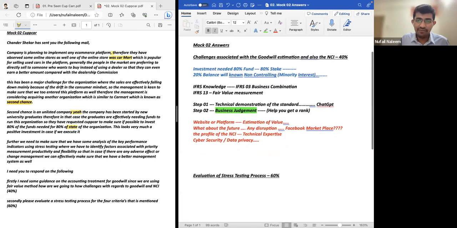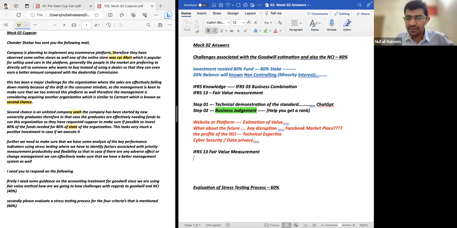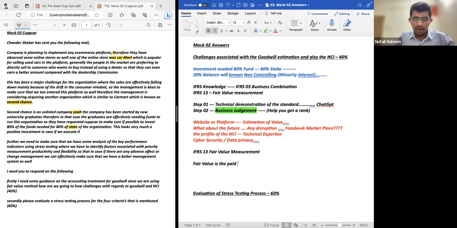And before the technical demonstration, I have to give you a quick revision of IFRS 13, which we call the fair value measurement standard. It's less than 15 years old, just around 11 years old. It's not a very, very old standard. Now, fair value means, students, fair value is the price paid for an asset or investment. This is my own way of writing.